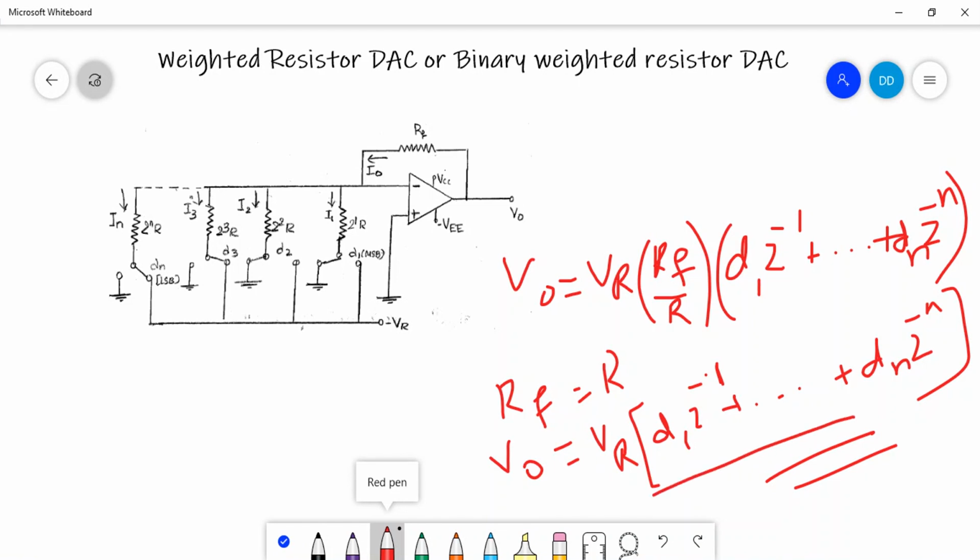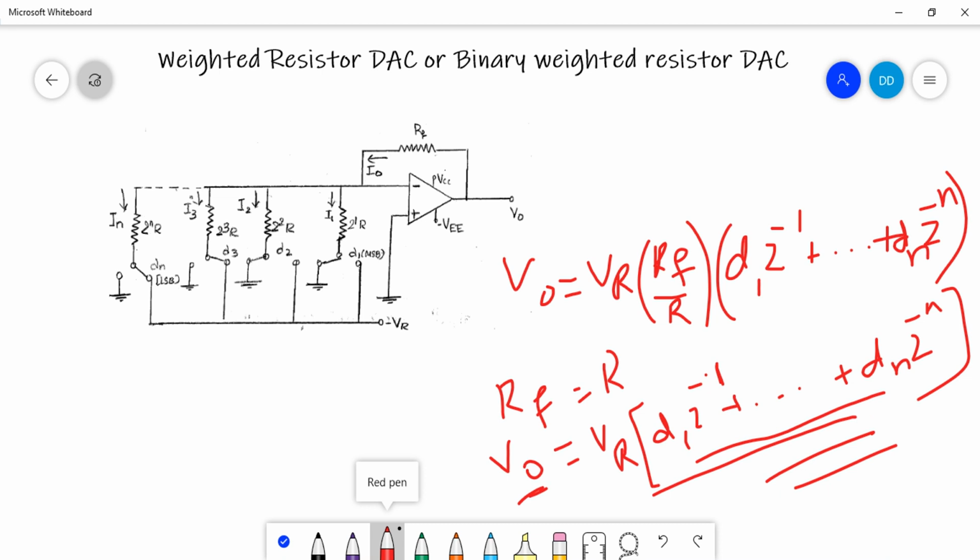This equation indicates that the analog output voltage V0 is proportional to the digital input word. The simplicity of the binary weighted resistor DAC is offset by the drawbacks associated with it. So what are the drawbacks of it?